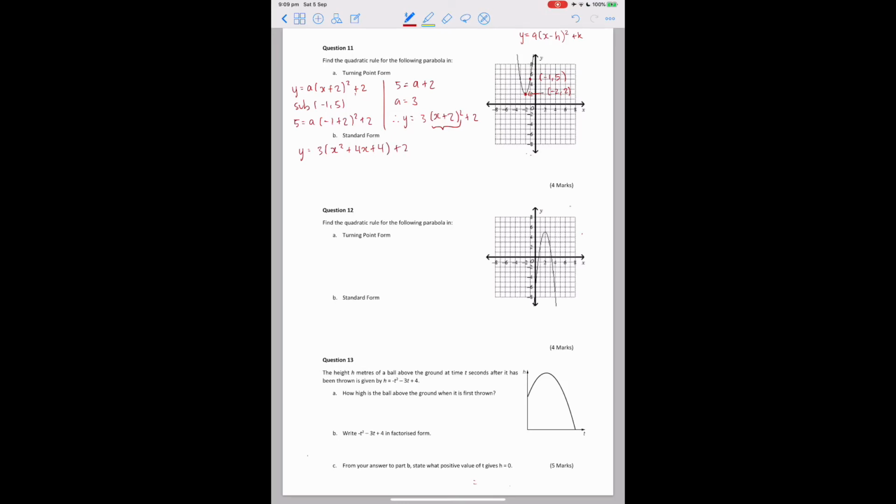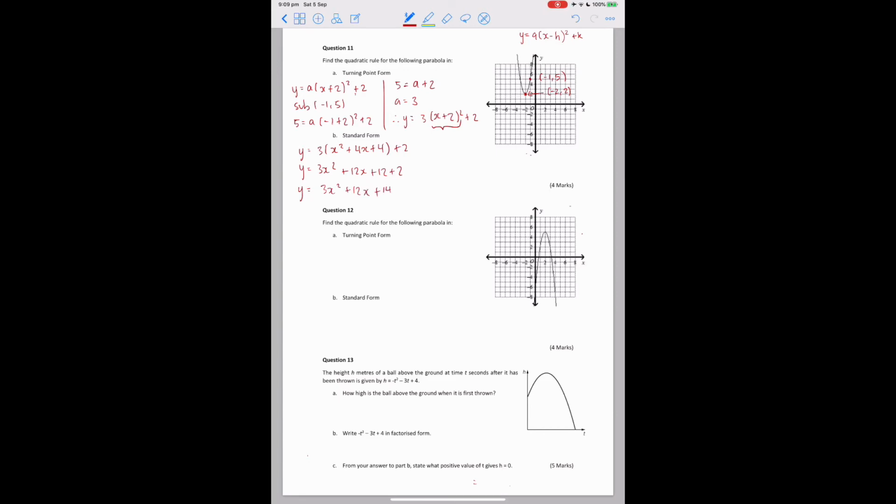Plus 2. I'm now going to expand this, so it'll be y is equal to 3x squared plus 12x plus 12 plus 2, and therefore just collect the like terms. Hence, your final answer is going to be y is equal to 3x squared plus 12x plus 14.